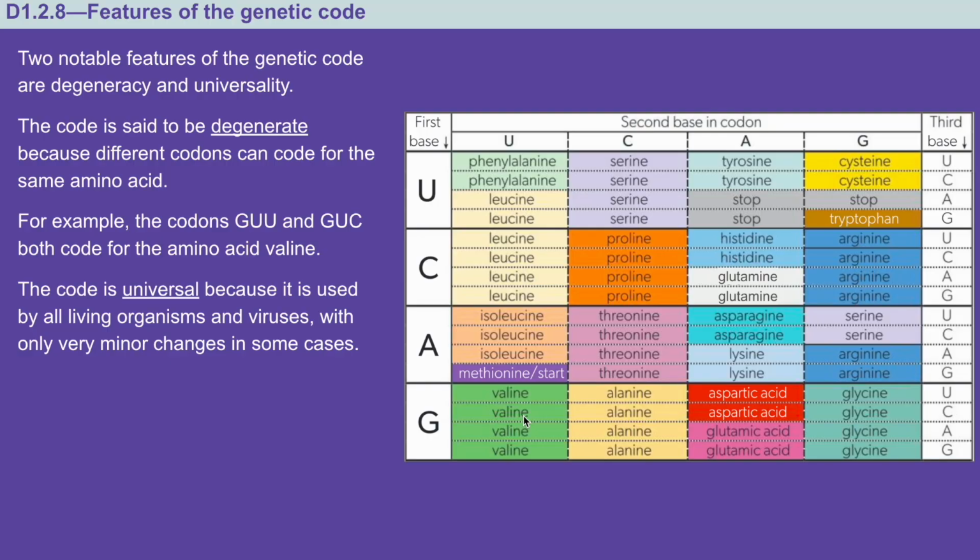The code is also universal because it is used by all living organisms and viruses with only very minor changes in some cases. So this same code, whether it's a chimpanzee or a frog or a bacteria, the codon CUU will always code for the amino acid leucine. This is why with biotechnology, we can cut and paste DNA between species to make proteins that are coded for by the DNA of that first species. And this is how we make human insulin for patients that have diabetes.